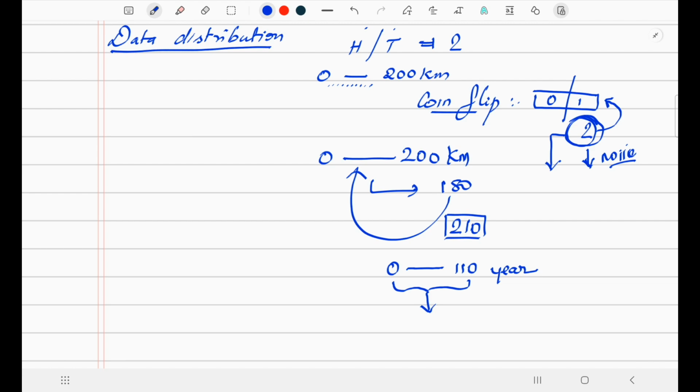First of all, you know about the distribution. Data distribution, the main types of data distribution are two types. One is discrete data. This is the first type, and the second type, continuous data.